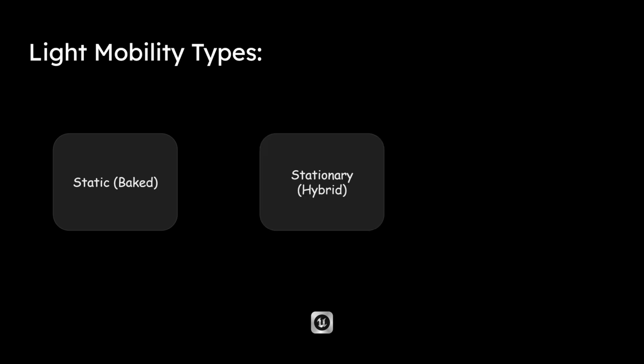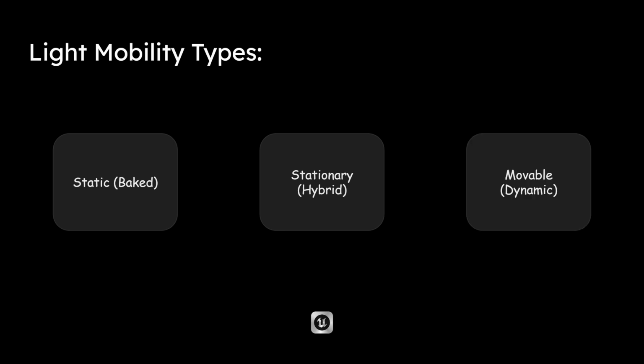Second one is the stationary. Stationary is a hybrid solution between static or fully baked and dynamic, because it uses dynamic shadow. But still, stationary lights, you cannot move them in runtime. This one is a bit more expensive than the static because it uses dynamic shadows, which are expensive to compute on the GPU. The third one, which we are going to use in this video, is the movable mobility, and it's also known as dynamic.